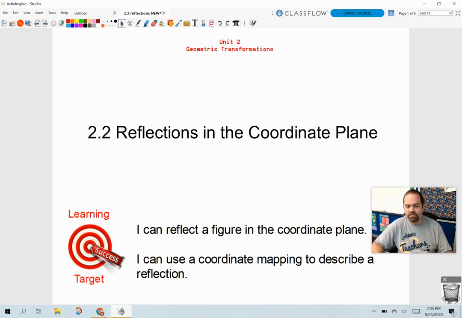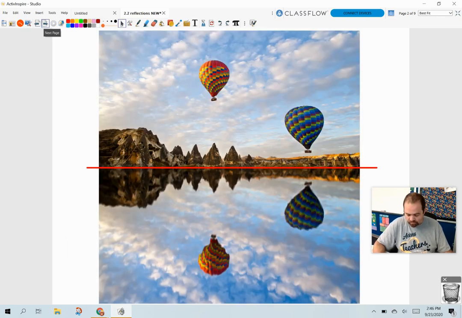Like when you brush your teeth, if you're right-handed, you're brushing your teeth with your right hand, your reflection is going to be brushing his or her teeth with their left hand. So there's some similarities, but there's also some differences. I found these pictures and I thought they were kind of cool just to illustrate what's going on here. If you look, the hot air balloon's up in the air. The lake that they're floating over is our mirror.